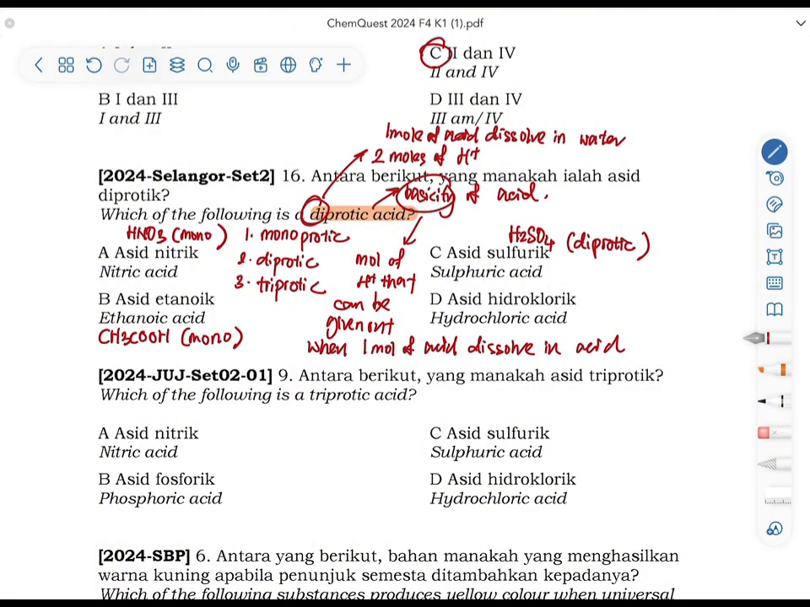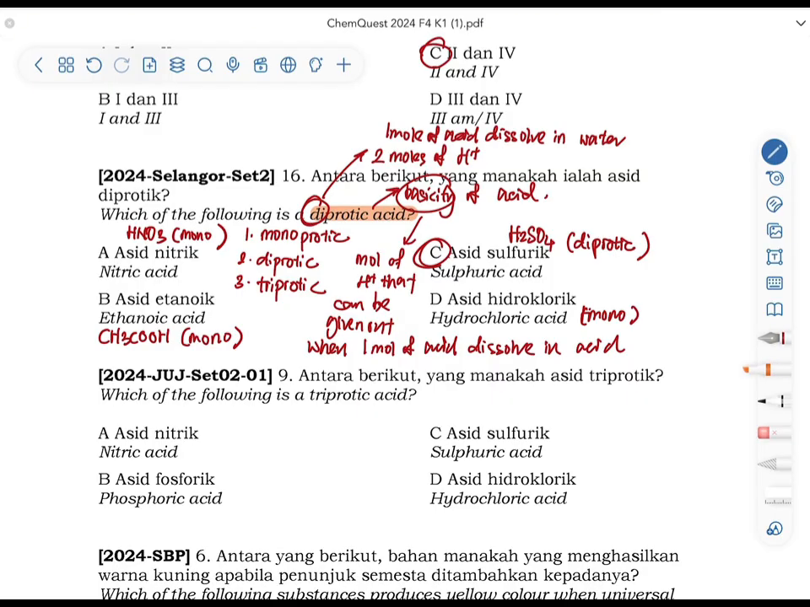And lastly, hydrochloric acid is a monoprotic acid. So A, B, and D, all these three acids will give 1 mole of hydrogen ions when they dissolve in water. So the answer would be C.